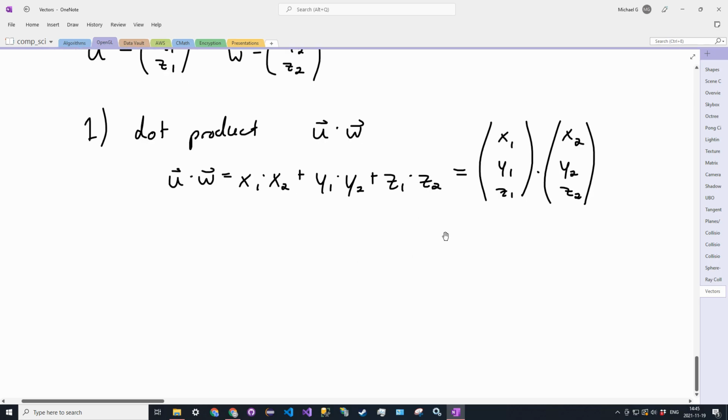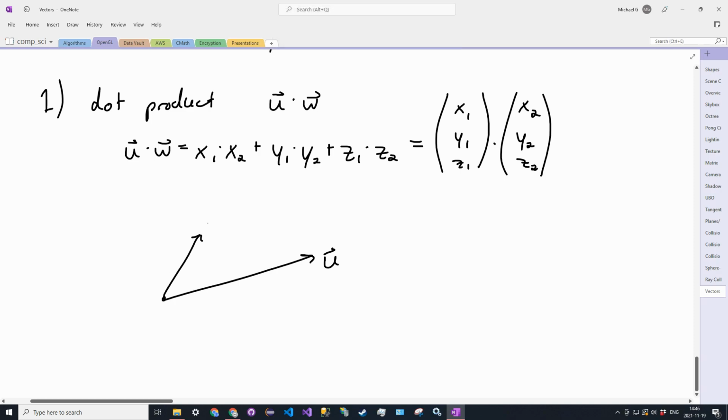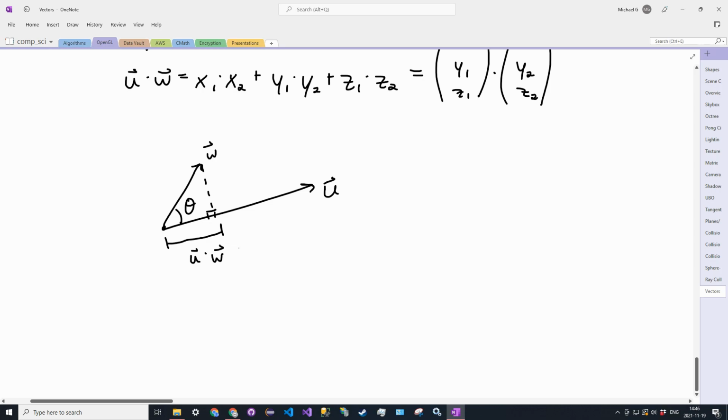Mathematically, that's the representation. Geometrically, what we're going to see is that if we have some vector u and then some vector w, the dot product is essentially going to find the parallel component. So this magnitude right here will be the dot product of u dotted with w. And more geometrically, if we put an angle theta here, u dotted with w is equal to, from some trig identities, the magnitude of u times the magnitude of w times cosine of theta. That's just some trig identities there.